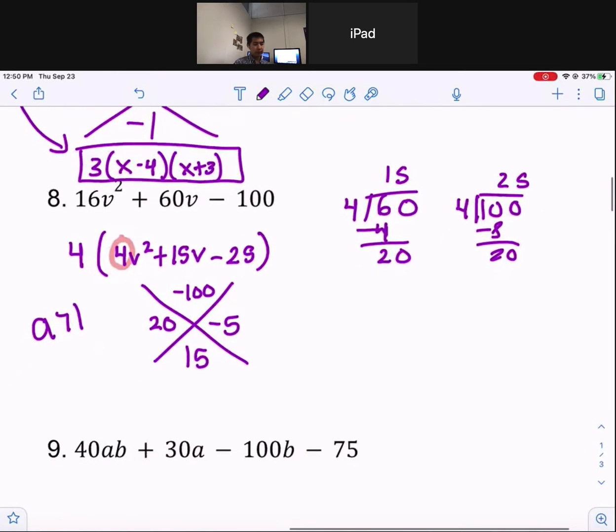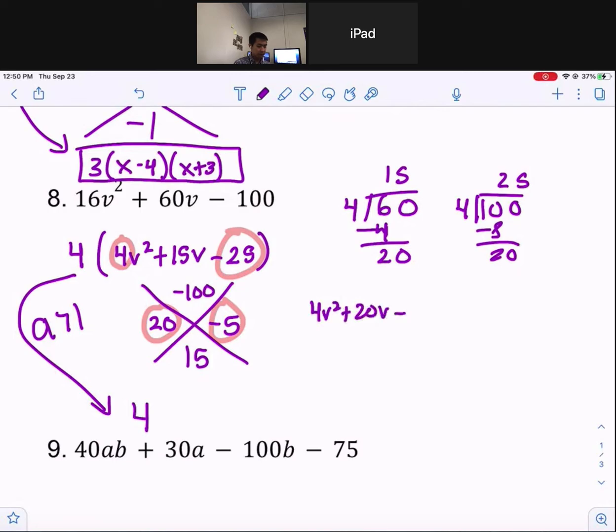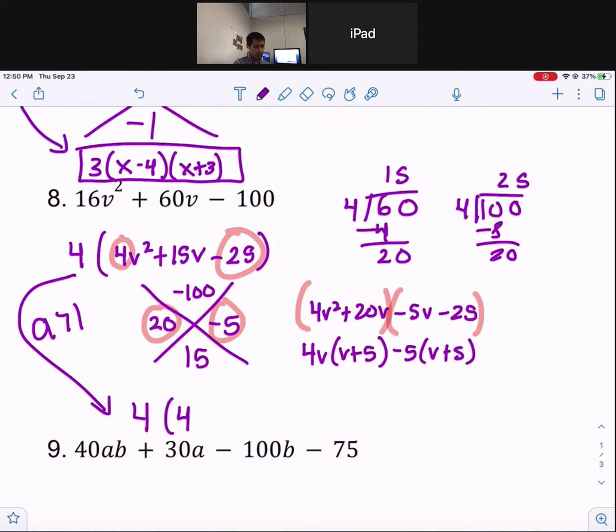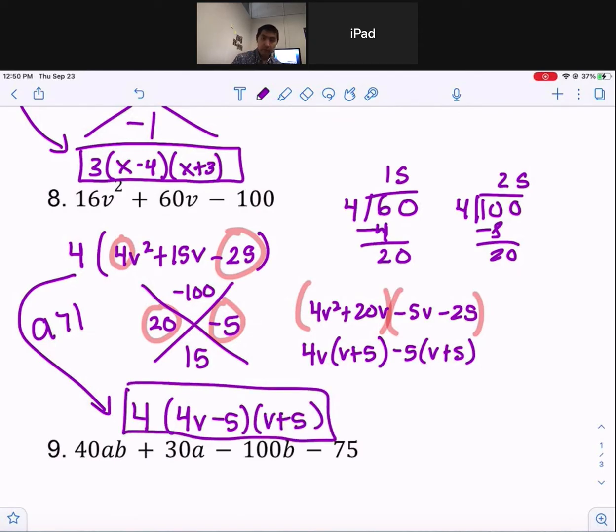Now, because a is greater than 1, we're going to do grouping. So don't forget the 4. And these are the 4 terms we're grouping, right? 4v squared plus 20v minus 5v minus 25. You guys can factor out a 4v from both to get v plus 5, and factor out a negative 5 from both to get v plus 5. They both match, so we get 4v minus 5 and v plus 5. Okay.